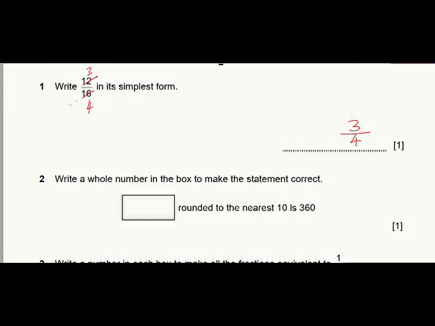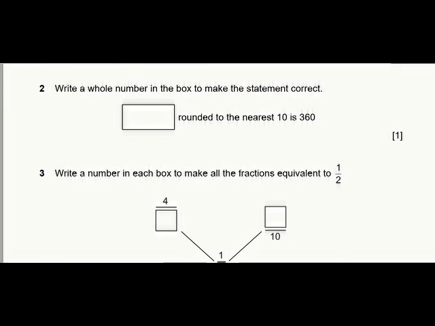Exercise 2. Write a whole number in the box to make the statement correct. So we want to go with the second exercise. So we are rounding this to the nearest 10. Yeah, so the 10 is this 6 in this example. So there are many different possibilities.